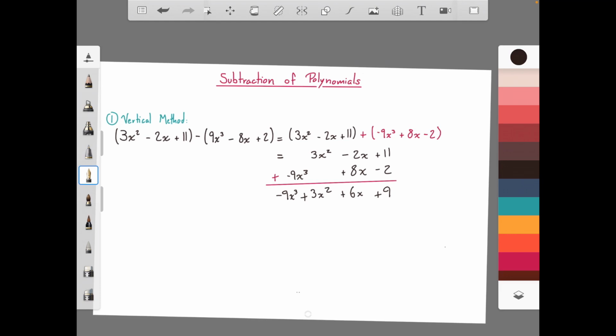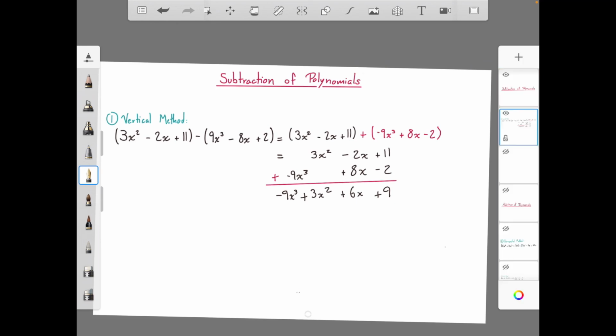Okay, so this was an example of a very easy exercise and a very good way to understand how subtraction of polynomials works. And that would be it for this video.